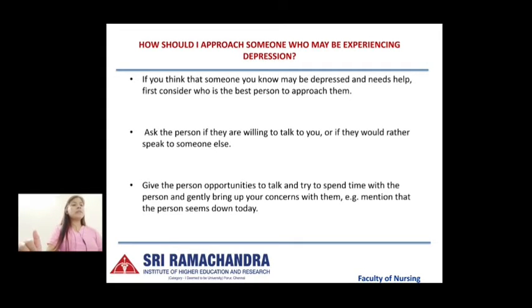Example, mention the person seems down today. What this means is that if you think someone is depressed or has some mental problem, you first try to find out who is the best person, who is very close to him, to approach or to start the conversation.